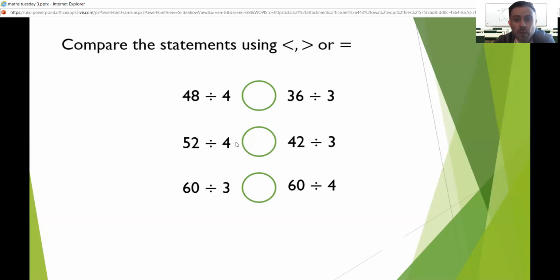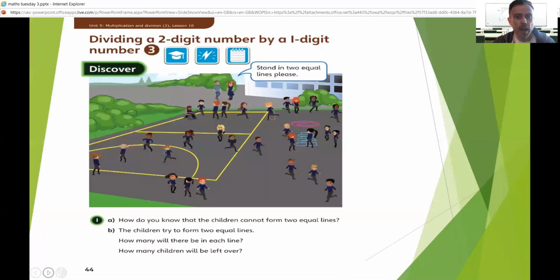The last one. The reason why I think you should be able to guess this one straight away, which symbol anyway, is because it's the same number. It's 60 on both sides. 60 divided by 3, 60 divided by 4. So if you divide something by 4, that means that side's going to be less. So what you should have done is 60 divided by 3, which is 20. And you should be saying that that is greater than 60 divided by 4, which is 15. There you go. That's how you work those out. Well done if you got all those right. Let's move on to the next bit.